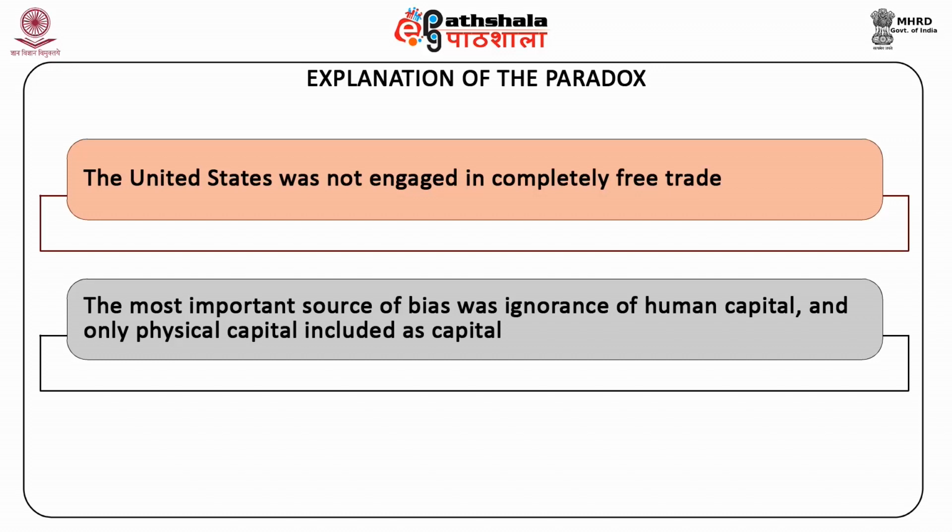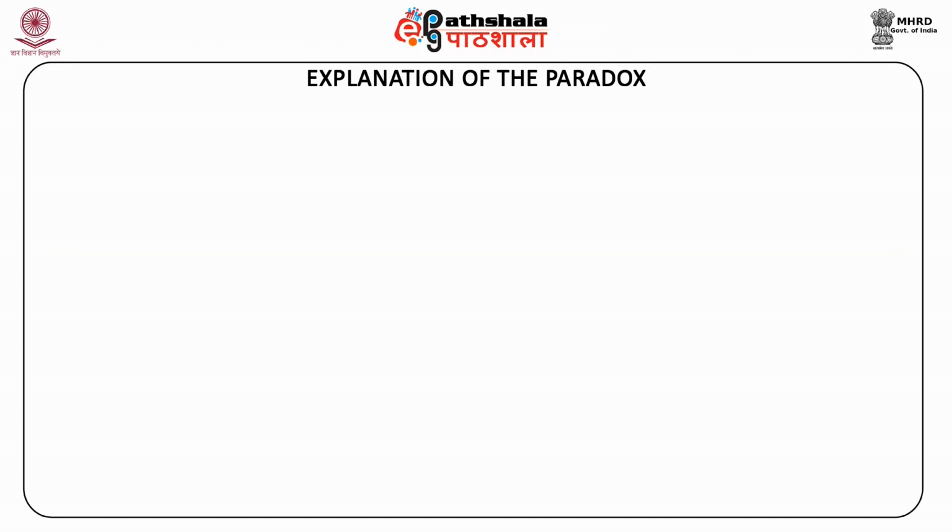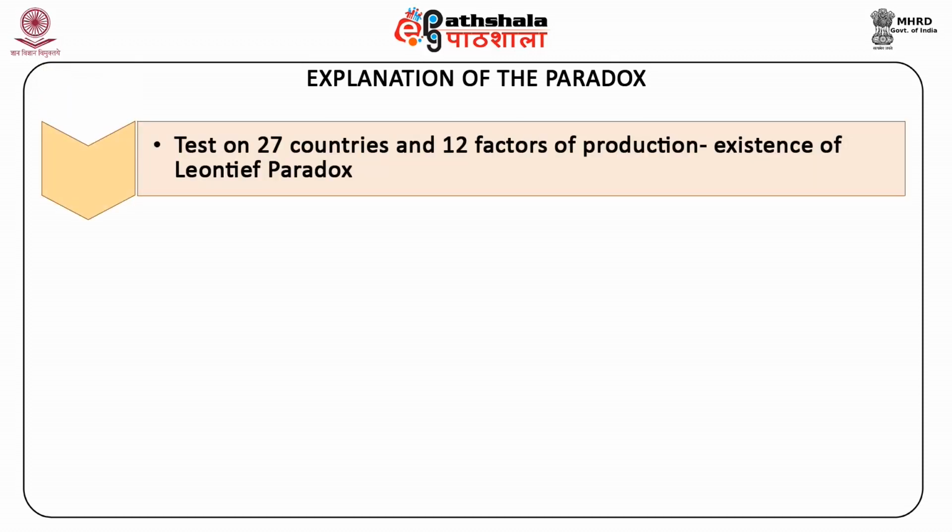the Leontief paradox. Bowen, Leamer, and Sveikauskas tested the Heckscher-Ohlin model on data from 27 countries and 12 factors of production and confirmed the existence of the Leontief paradox at an international level also.